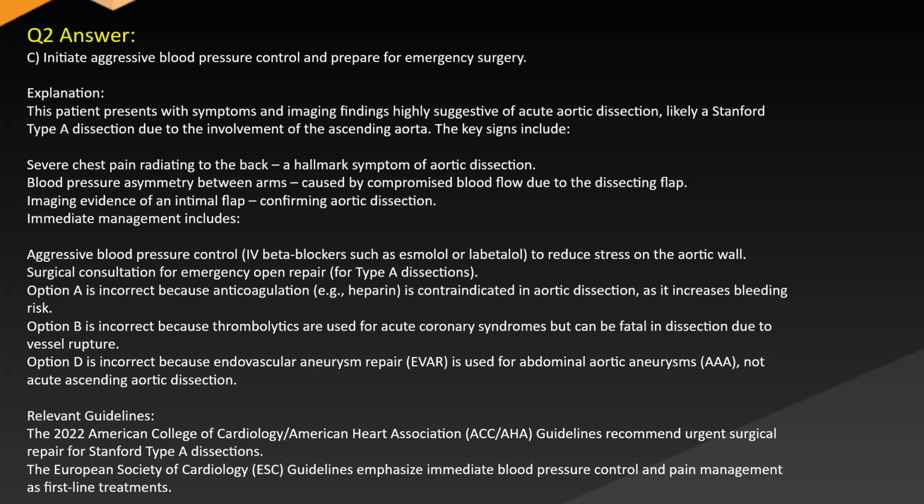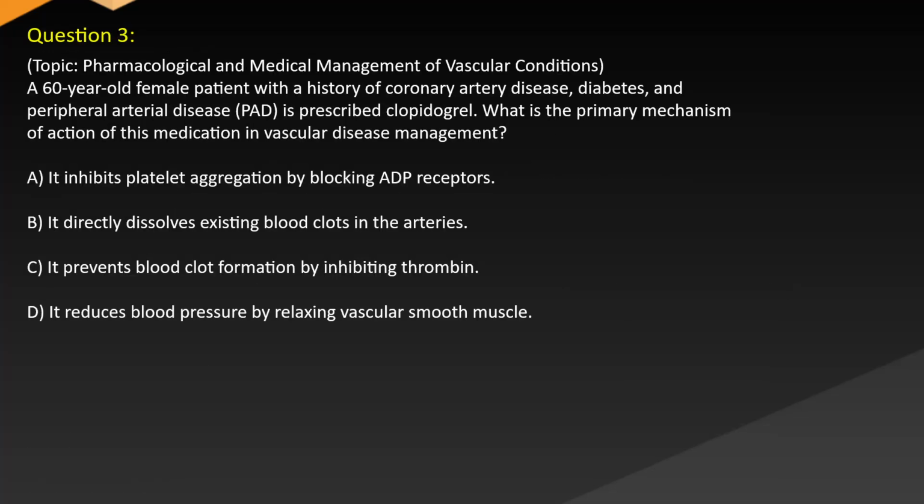acute ascending aortic dissection. Relevant guidelines: the 2022 American College of Cardiology, American Heart Association (ACC/AHA) guidelines recommend urgent surgical repair for Stanford type A dissections. The European Society of Cardiology (ESC) guidelines emphasize immediate blood pressure control and pain management as first-line treatments.